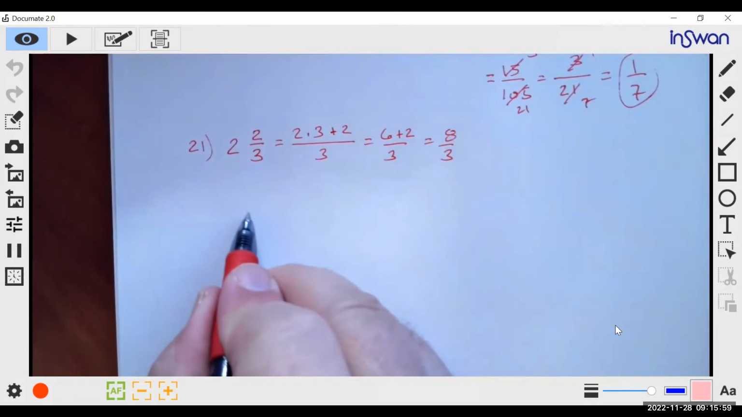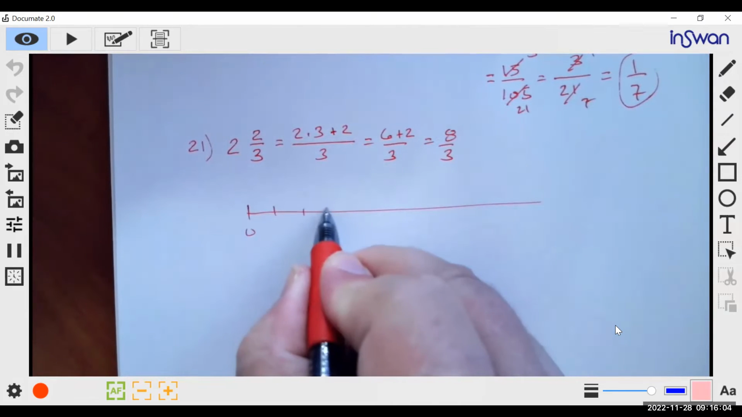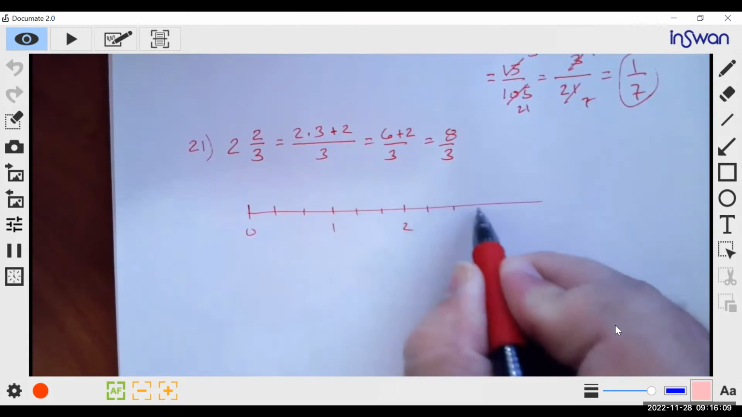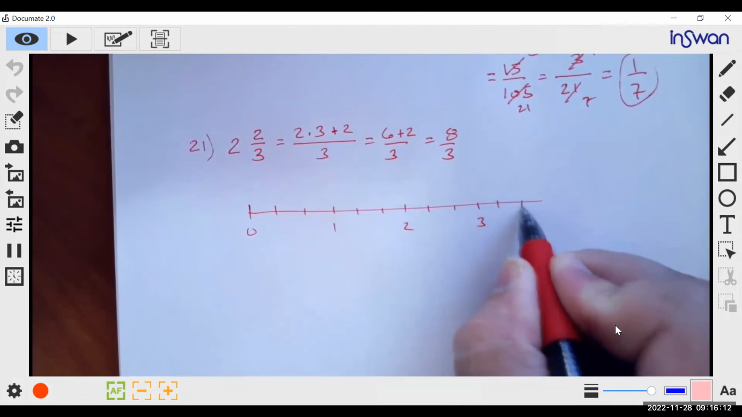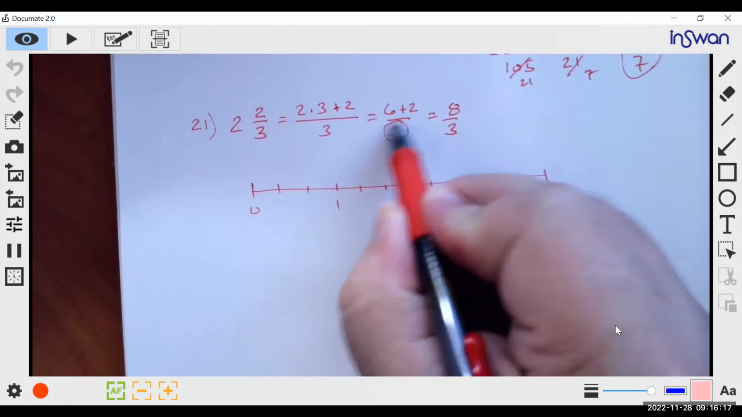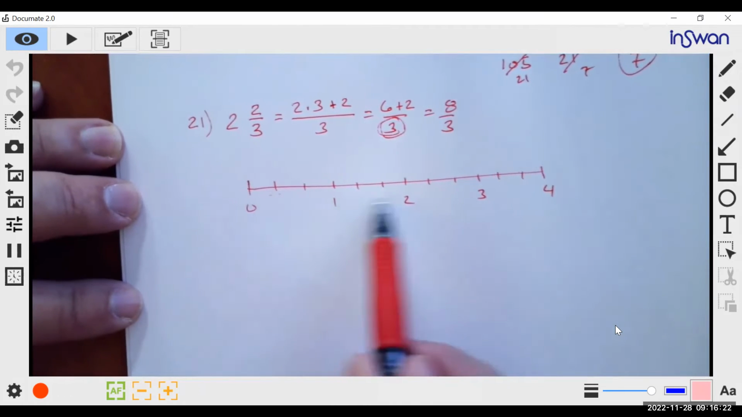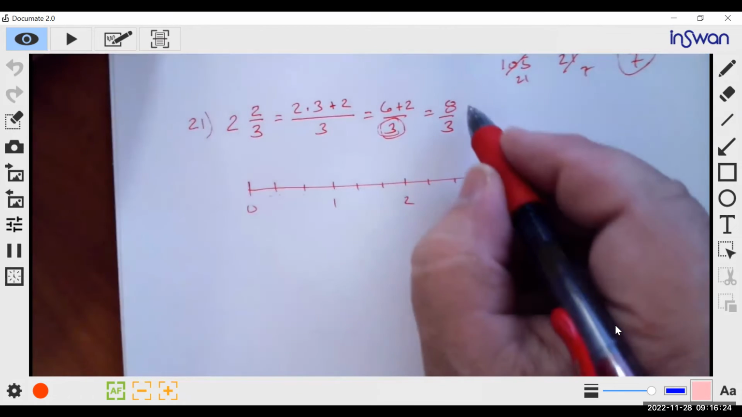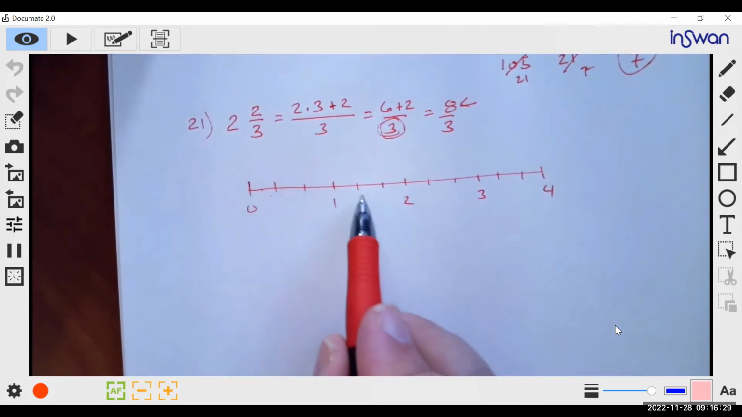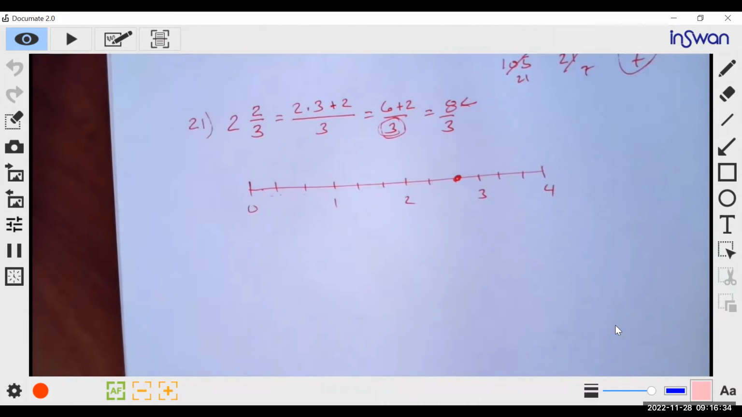What we're looking for here is this. Starting from 0, we want our picture cut up in thirds. 1, 2, 3 steps in each number. We have to count 8 of them. 1, 2, 3, 4, 5, 6, 7, 8. There's the answer.